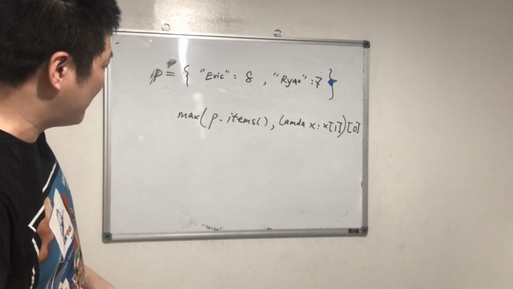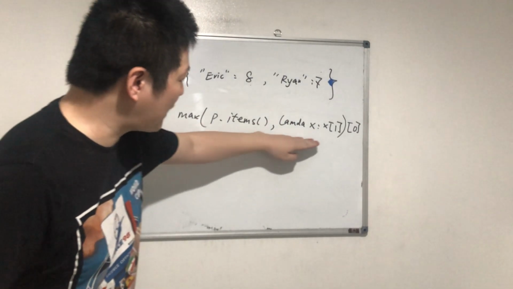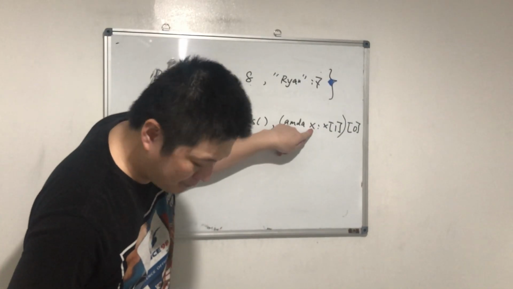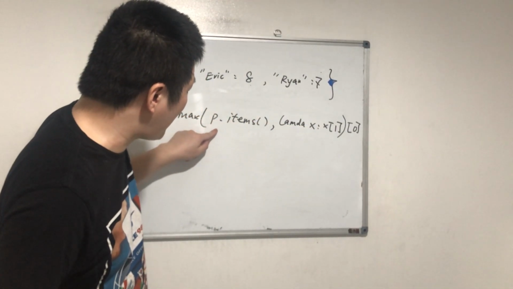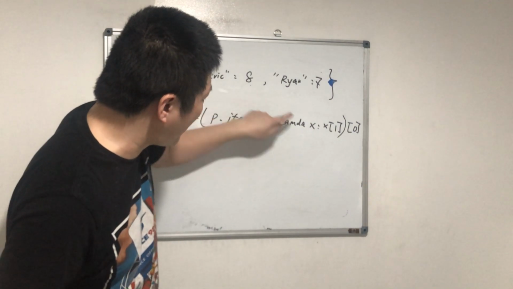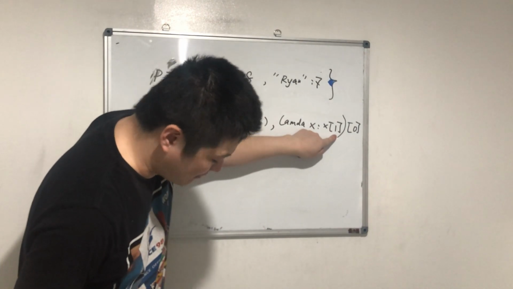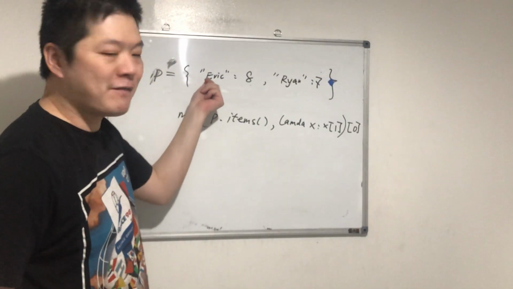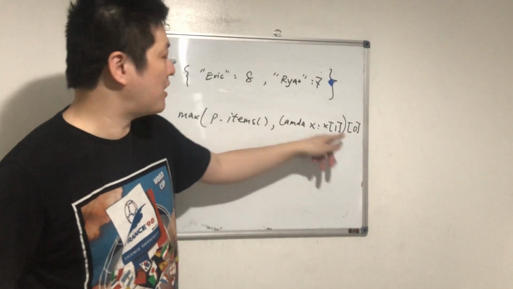Do you see it? Does it make sense? This is the lambda function. Lambda is like a short function, which takes x and then returns something. Here x is the pair, a key-value pair, and I want to get the maximum based on the value, right? When I get the maximum pair, which is Eric and 8, now I want to return the key, which is index 0, which is Eric.